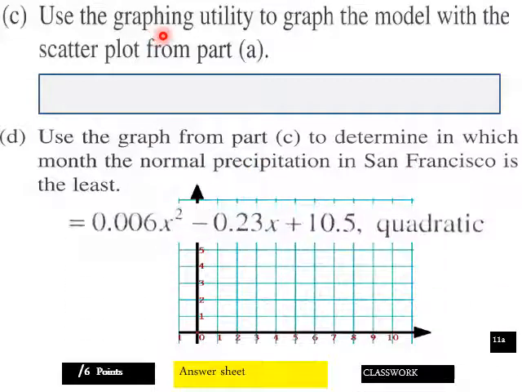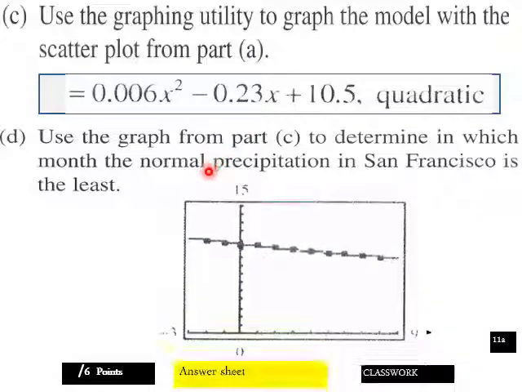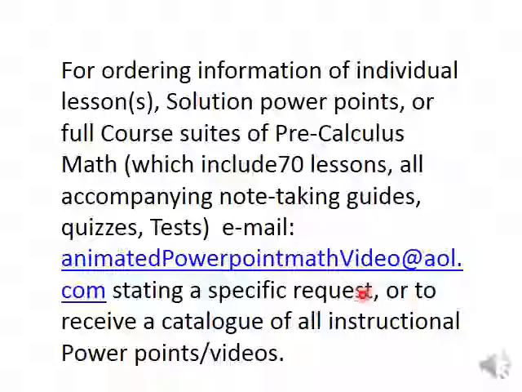So from our data, this is the quadratic that we came up with: 0.006x squared minus 0.23x plus 10.5. And then, using the graph to determine which month in San Francisco is the least, this is 1, 2, 3, 4, 5, 6, 7, 8, 9, 10, 11, 12. So it looks like, I guess, what would that be, November?